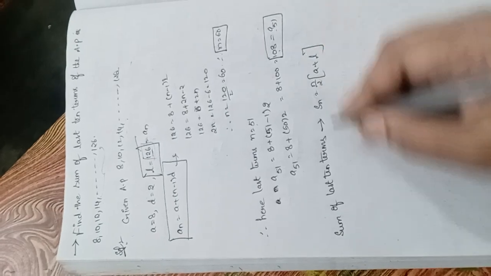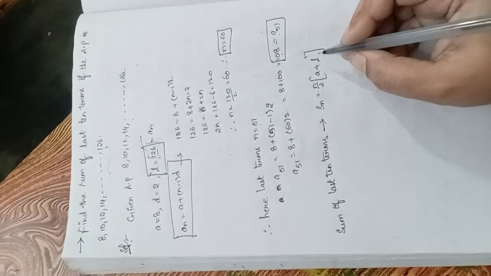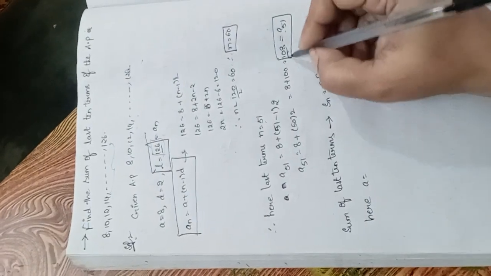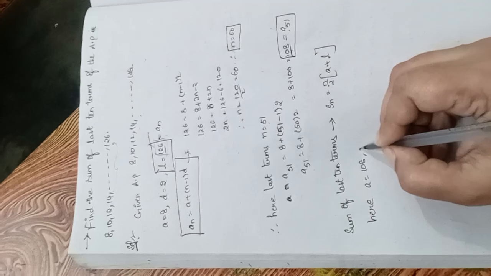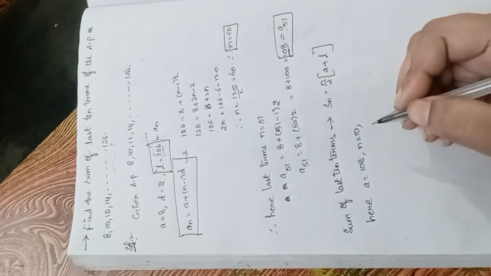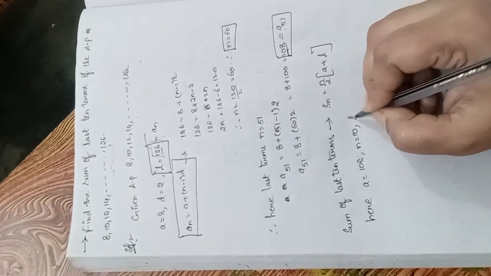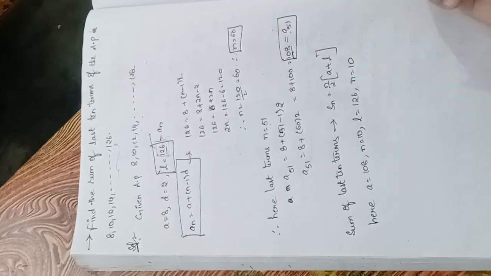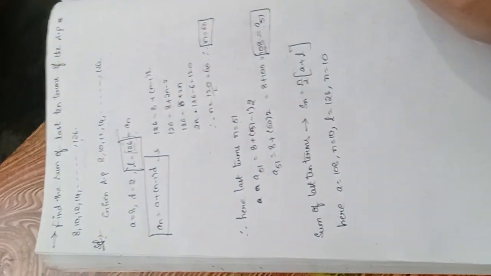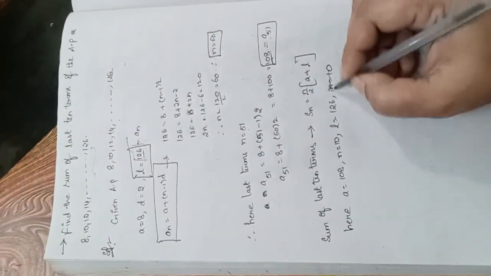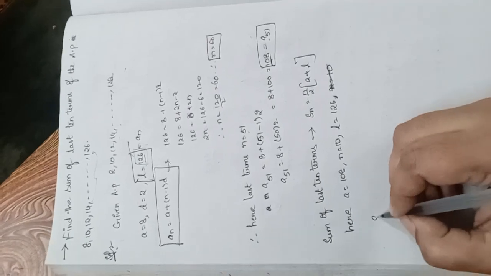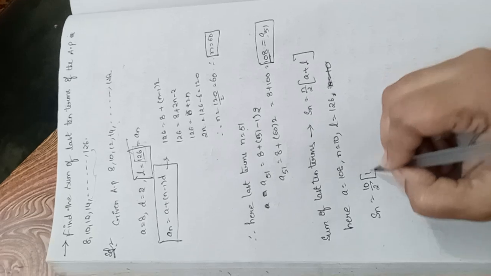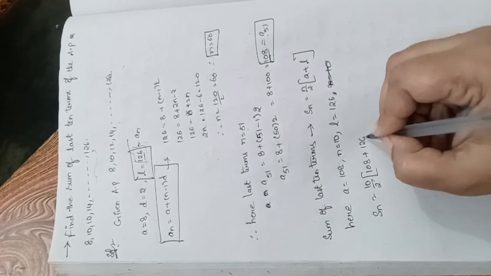Okay, so here A is 108 we have to take, and n equals to total 10 terms we have to find. Next, L is equals to what? 126, and n is equals to 10. Okay, already we wrote, no? Therefore Sn is equals to n is 10 by 2 into A is 108 plus L is 126.